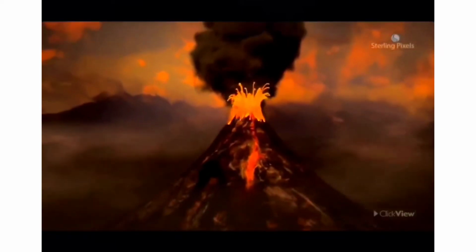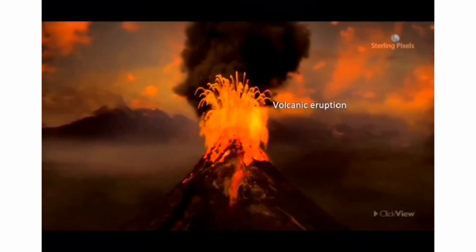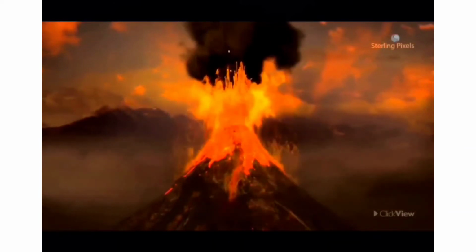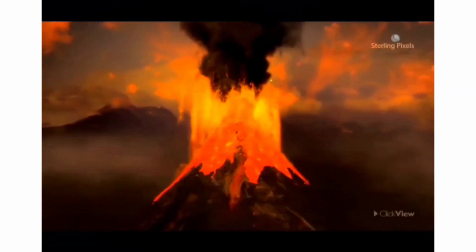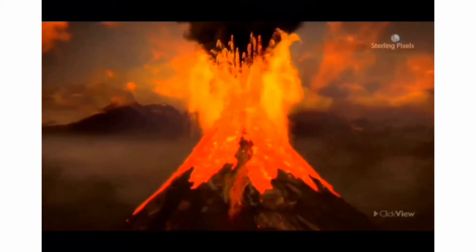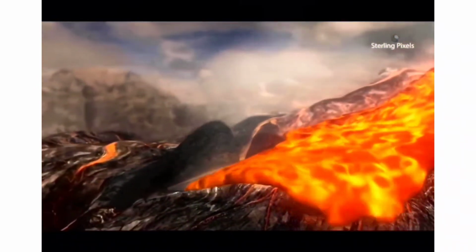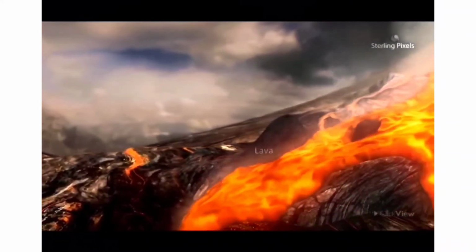These rocks are associated with volcanic eruptions. Let's study more about igneous rock and how they are formed. The liquid rock matter that comes out of a volcano is called magma. It is a hot liquid made of melted minerals. When this magma reaches the earth's surface, it is known as lava, as shown over here.